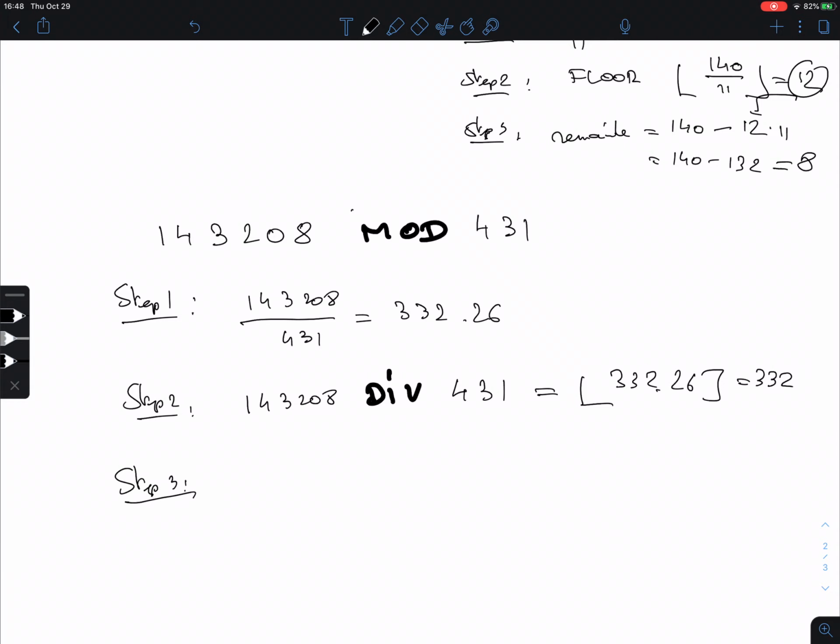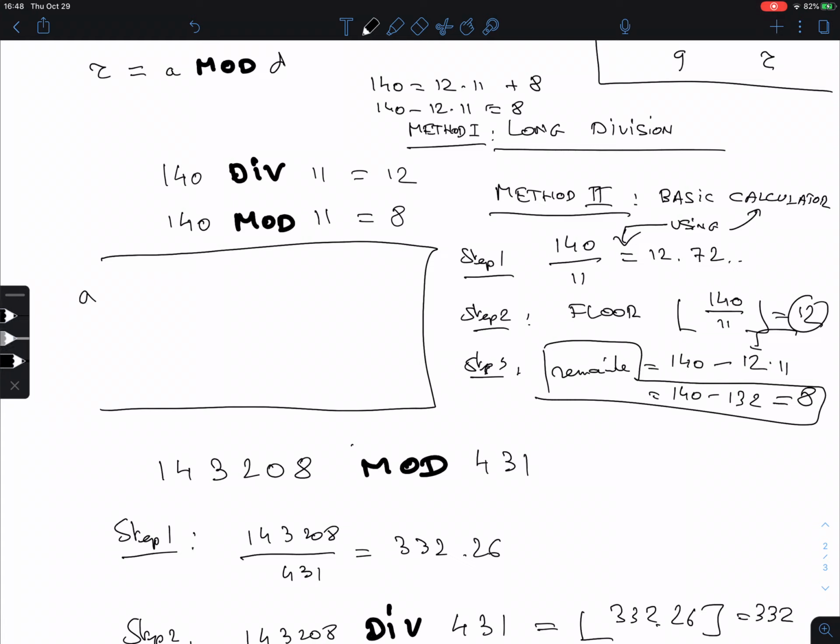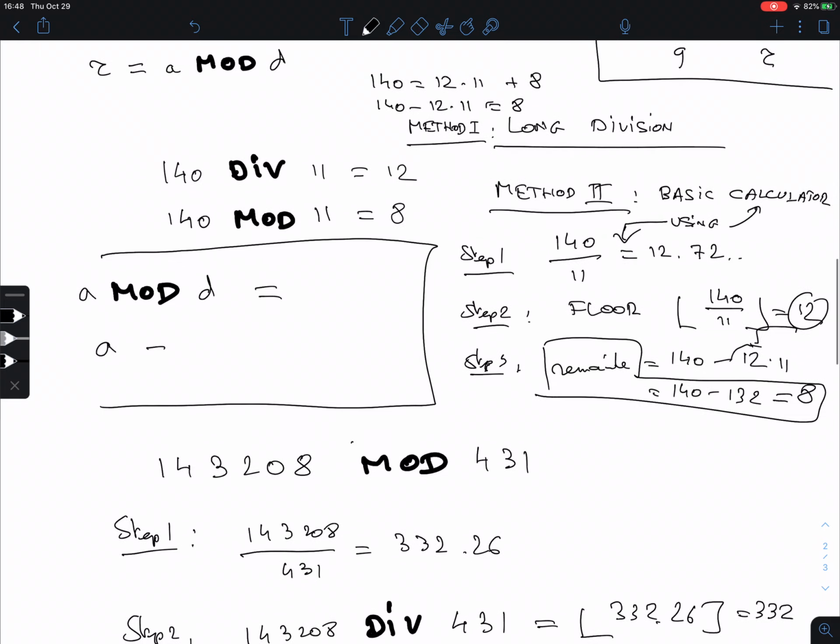So I'll write down the formula now. Let's write this out in the general formula. The remainder, which is therefore A mod D, what is that? Well, you take A, and from it you subtract the product of your quotient and your divisor. So A minus D times A div D.